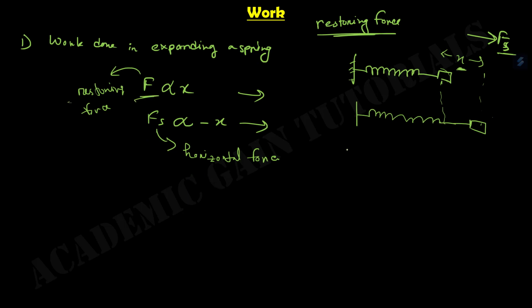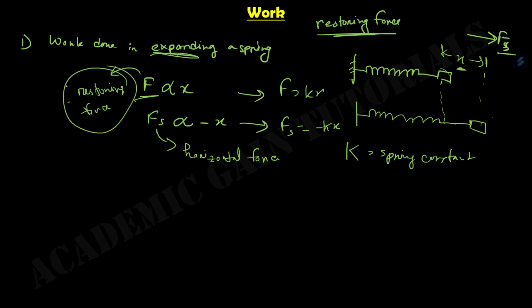To remove this proportionality, we use a constant known as the spring constant K. So we can write F equals Kx, or Fs equals minus Kx. This is the main concept of the spring. Now we have to find the work done when we pull a spring from that point to that point, the work done in expanding a spring by the restoring force.